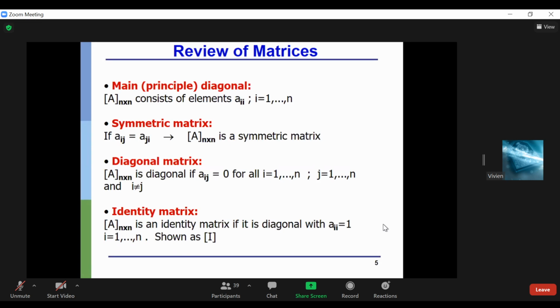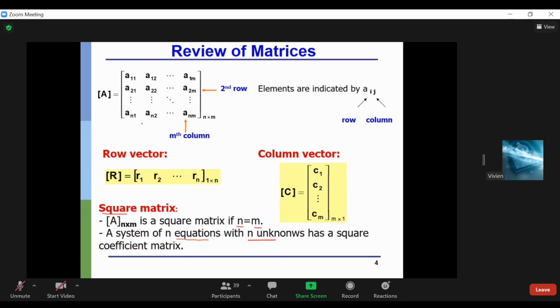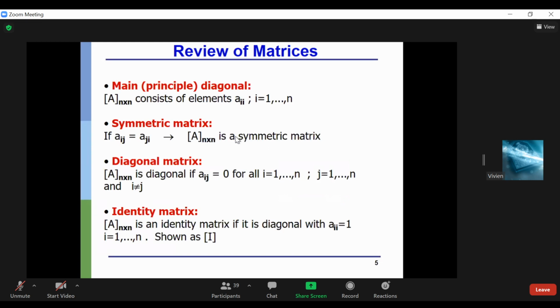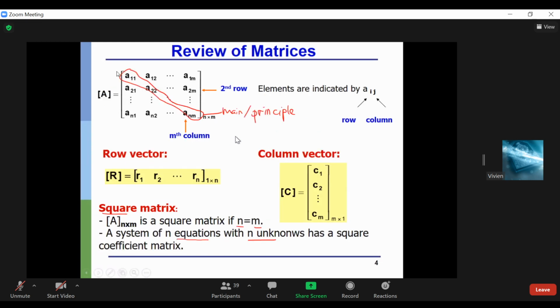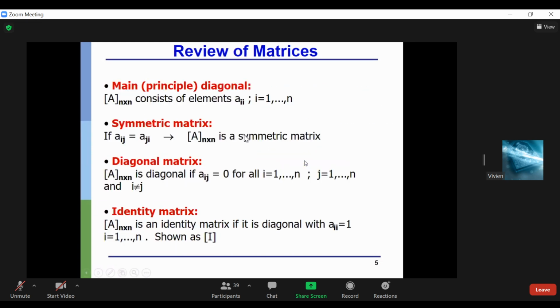And also we have the term main or principal diagonal. This is the diagonal element that fills the matrix. So say we have a matrix here, what is the main or principal diagonal? It will be the diagonal elements here. So this is called the main or principal diagonal. This is the diagonal element.